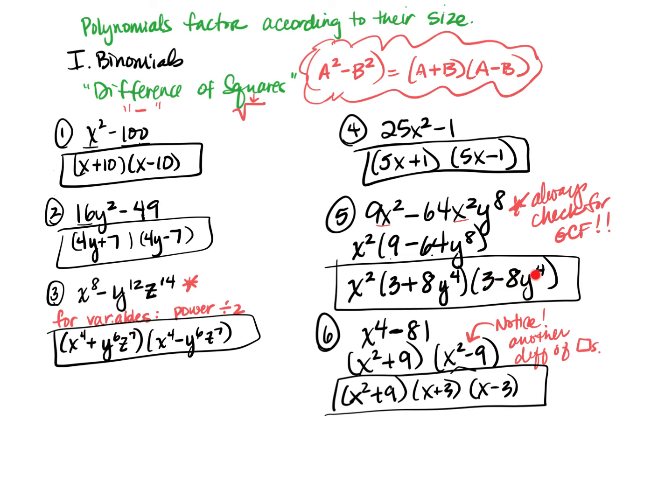So this doesn't keep on going. This one is not a perfect square, so I can't keep on factoring. If I go to number 3, this x to the 4th is a perfect square, y to the 6th is, but z to the 7th is not. It's an odd power, it doesn't work. Number 2, 4y, not squared, so it's not going to work. X, not squared, not going to work. All right, so it only works if both terms are perfect squares and there's a difference between them, just like the original.